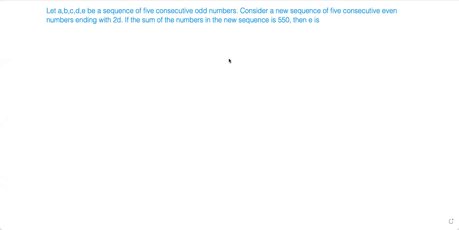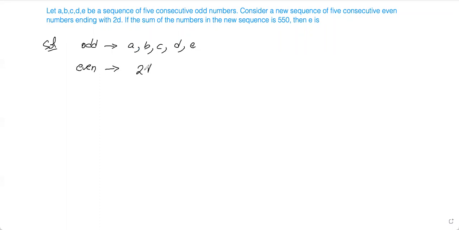Now, let us solve this problem. Here you have five consecutive odd numbers, those are A, B, C, D, and E, which are odd here, and five consecutive even numbers.